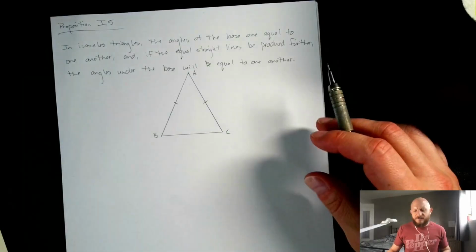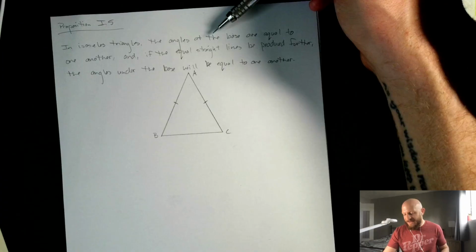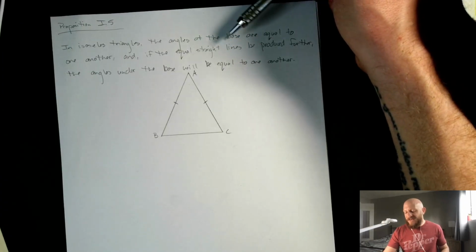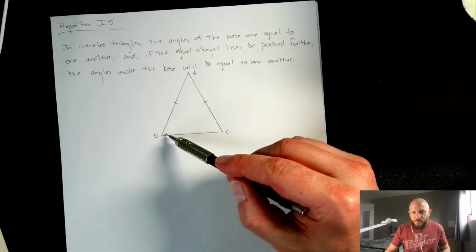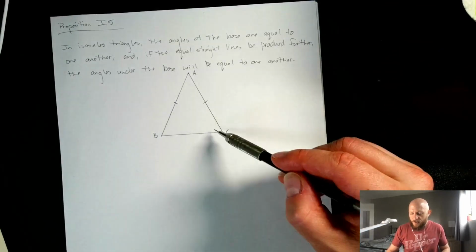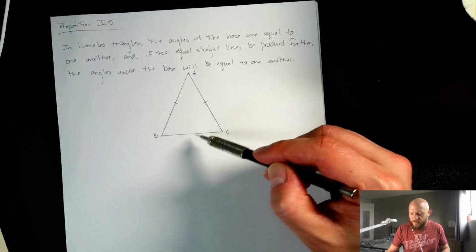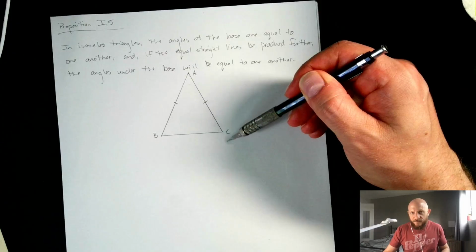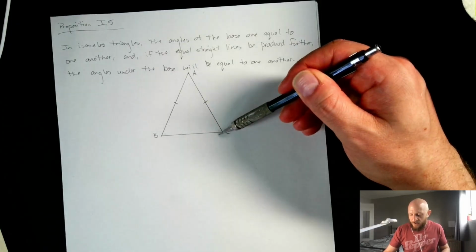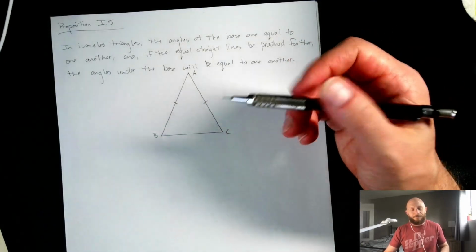So the proposition itself says, in isosceles triangles, angles at the base are equal to one another, and if the equal straight lines be produced further, the angles under the base will be equal to one another. So it's saying, on the one hand, that these angles right here, captured between the base of the isosceles triangle and the equal sides, are the same. And more, if you were to produce these lines straight out, then the angles under the base, between the base and this extended line, are also equal.